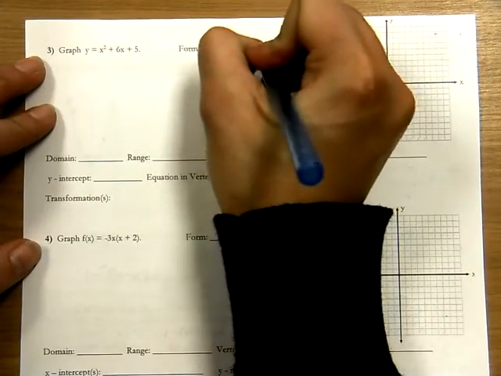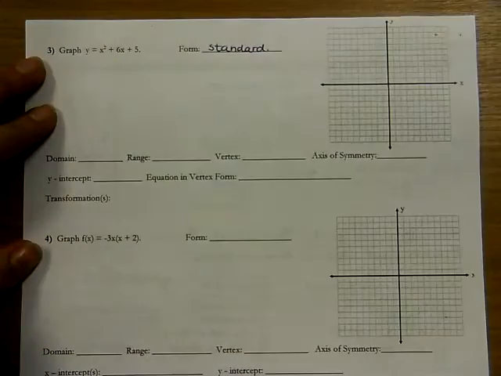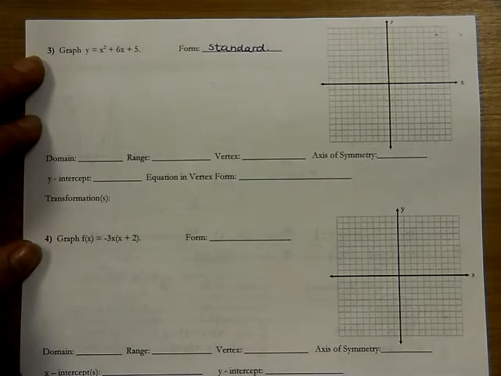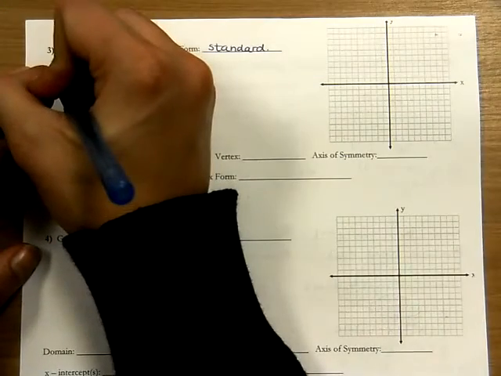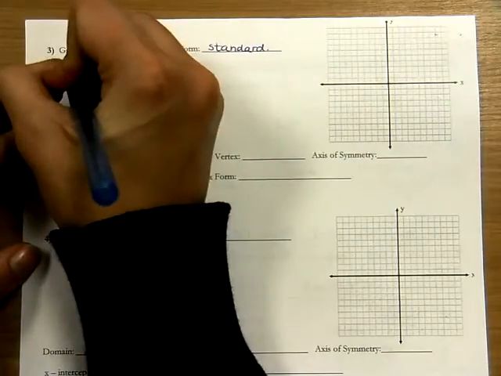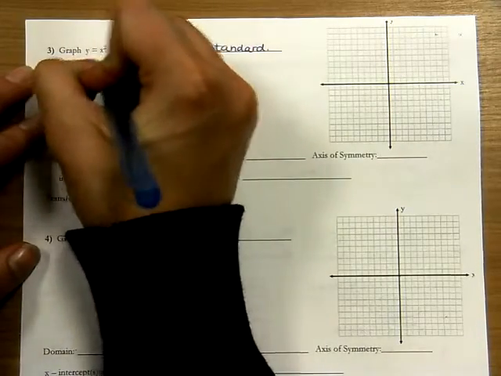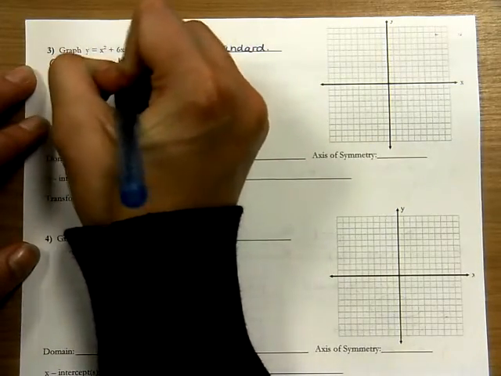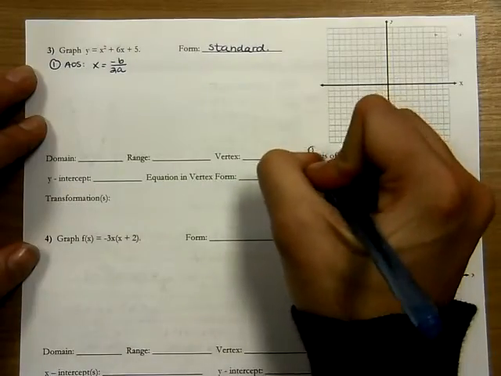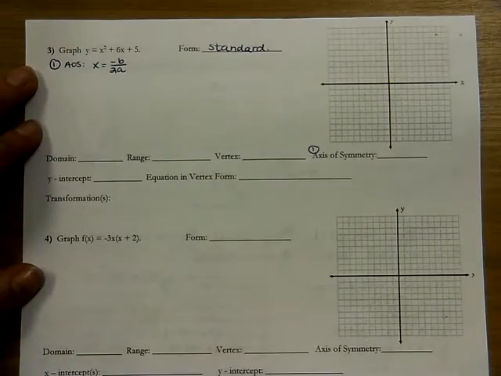So I have to think through, how do I graph an equation if it's in standard form? Well, I know my very first step is to find the axis of symmetry. So step 1, find your axis of symmetry. And there's a formula, x equals negative b, or the opposite of b divided by 2a. So I'm going to put a 1 around that because that's the first thing I did.